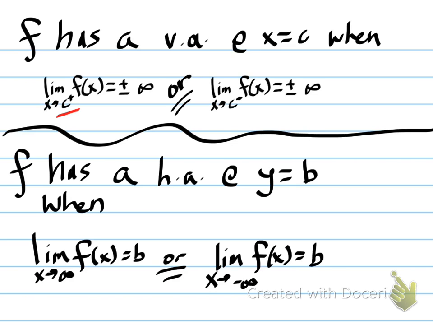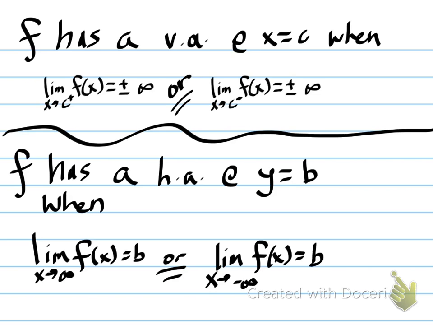Here we approach a finite value and get infinite results. For a horizontal asymptote, you approach infinity and get a finite result. And that's true for positive or negative infinity. So horizontal asymptotes tend to be a little bit easier to find in general. You just have to walk in knowing that you need to take the limit at infinity.